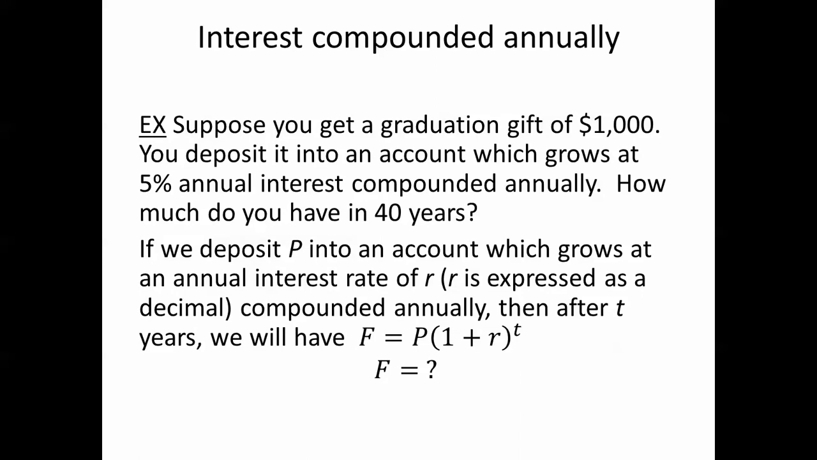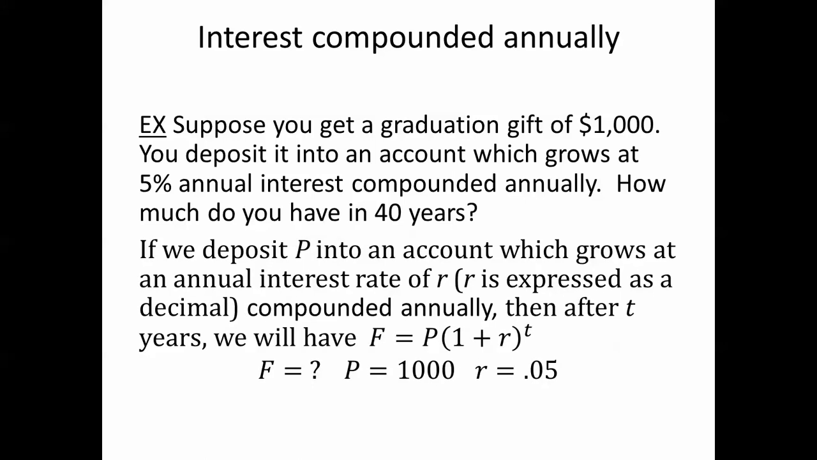So in this case, what's F? We don't know what F is. We want to know what future amount we end up with. So F is just one big question mark. P is the amount we start with. That's $1,000.